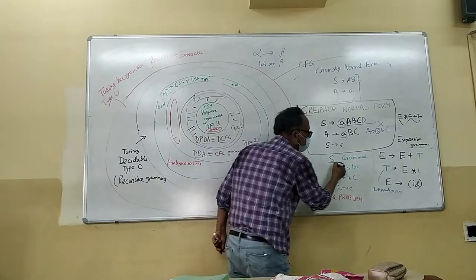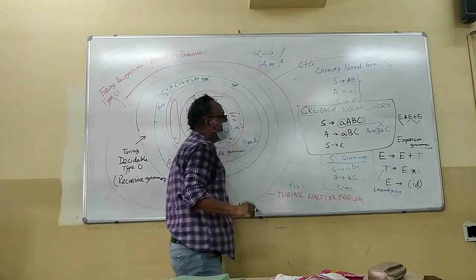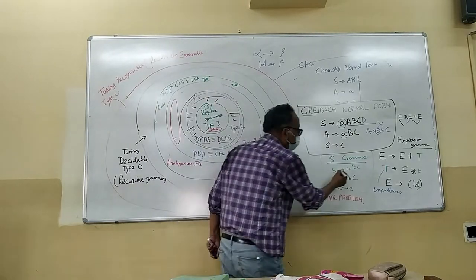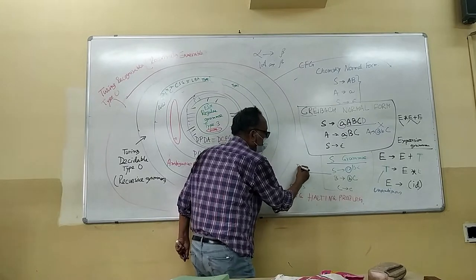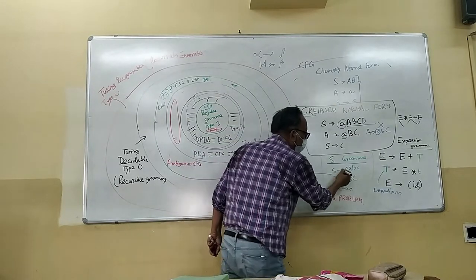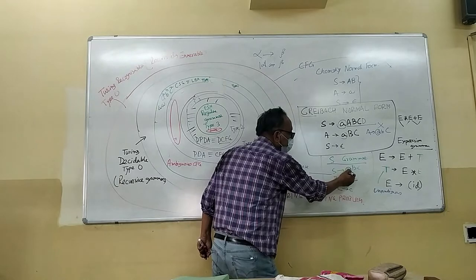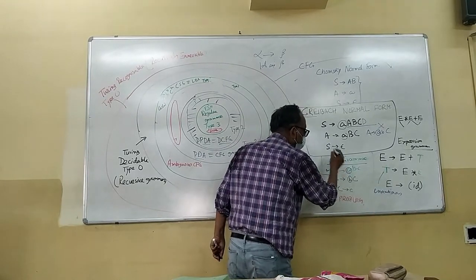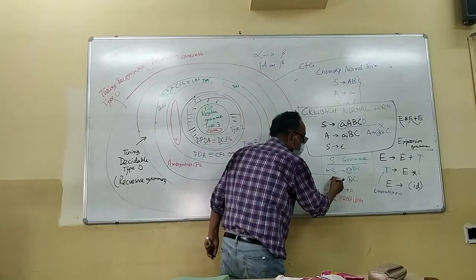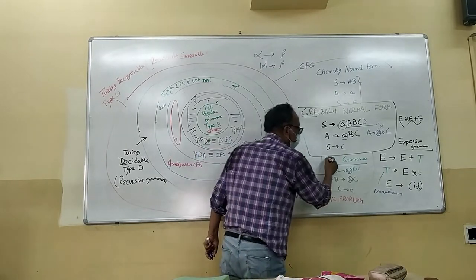And another is S-grammar. It is basically Greibach normal form, but every rule starts with a different terminal. That is very easy to parse, because from the left hand side, whenever you see the terminal, you can identify the rule. If you see A, you identify this rule. If you see B, you identify this one. This is S-grammar. Very easy.